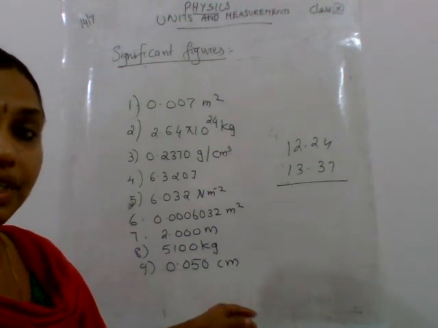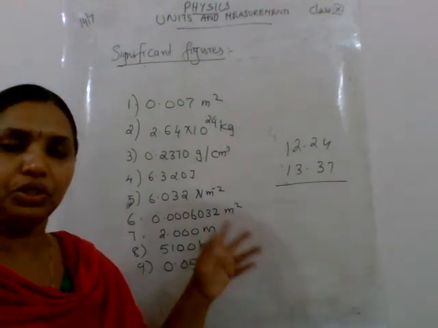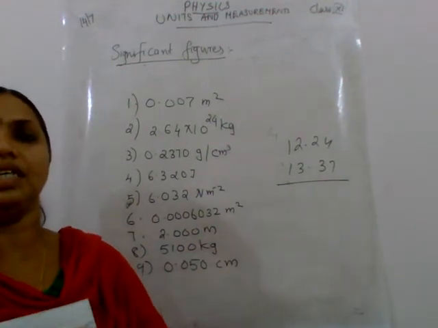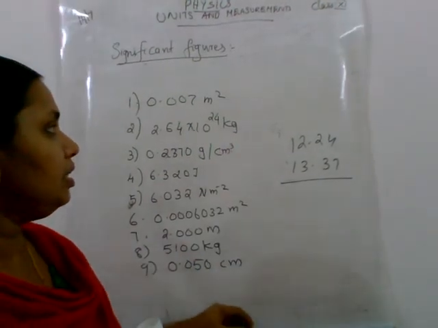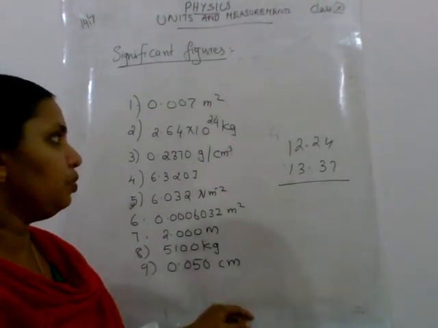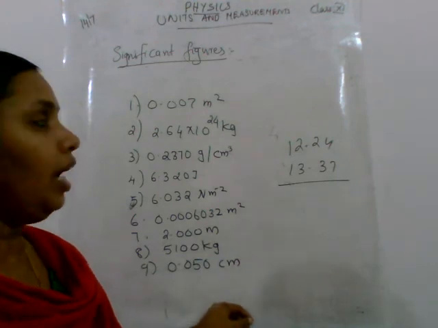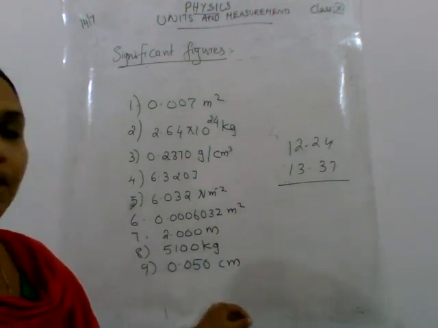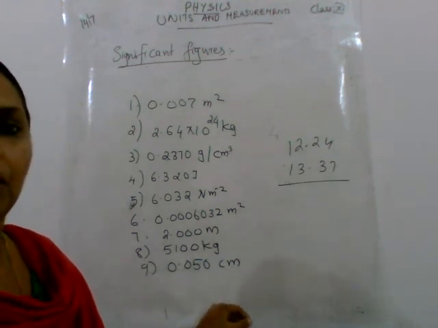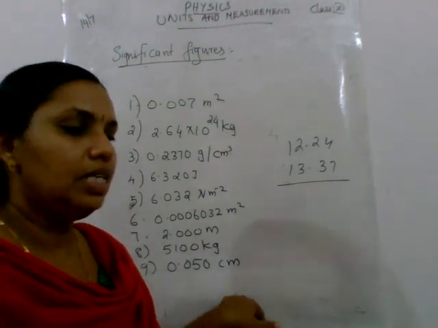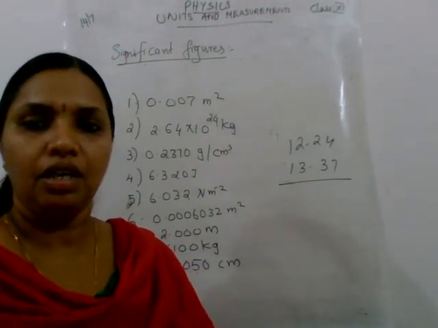Okay, so study the rules first. It is very easy. Just read it, then you will understand. And here a power of 10 is there, 10 raised to 24. So you know how many zeros you have to put, and where the decimal points are. Accordingly you can write. Okay, so that is about the significant figures.